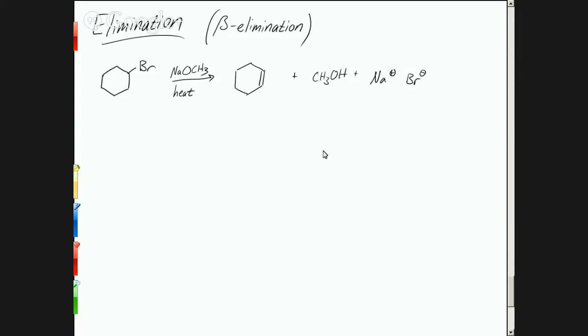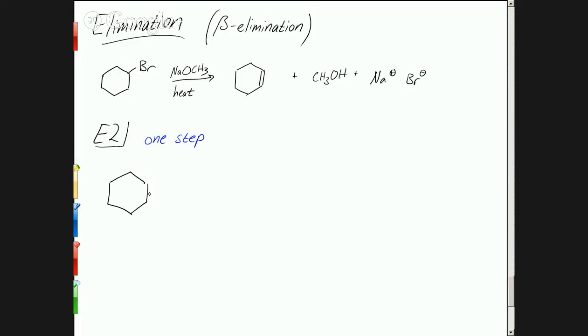So let's look at this in a little bit more detail in its mechanism and try to figure out what's going on. Just like the SN1 and SN2, there are two possible elimination mechanisms, E1 and E2. We're going to look at E2 first because it kind of shows everything happening at the same time. The E2 reaction, like the SN2 reaction, is one step, so everything happens at the same time. Remember SN2: the nucleophile comes in, the leaving group leaves at the same time. E2, same thing. How that works is a little bit different.